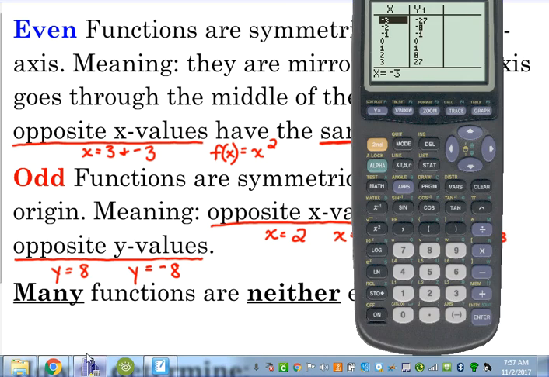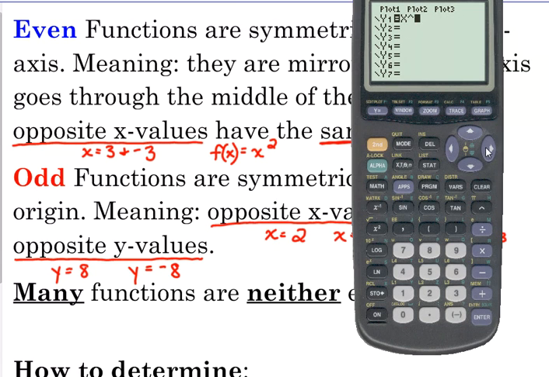Okay? If I stick, let's say, x cubed is odd, but let me say that I put an x squared right after it. Okay? What if I put an x squared right after it? When I go to my table, notice my values, they're not the same. There's no symmetry there whatsoever. So that would be an example of a function that's neither even nor odd.